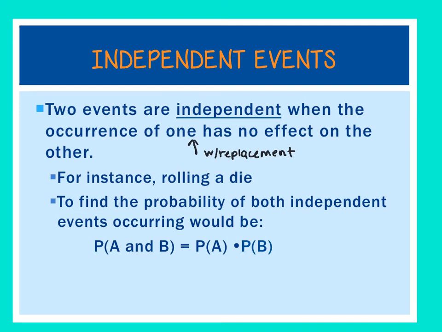So if they're independent, then I take this as an and statement. What's the probability of both events occurring? It would be the probability of the first event occurring times the probability of the second event occurring. So and is multiply, or is add. Good so far?